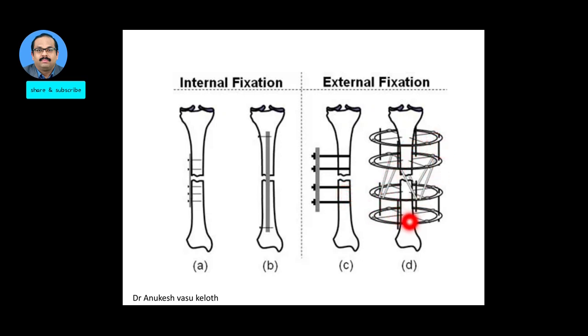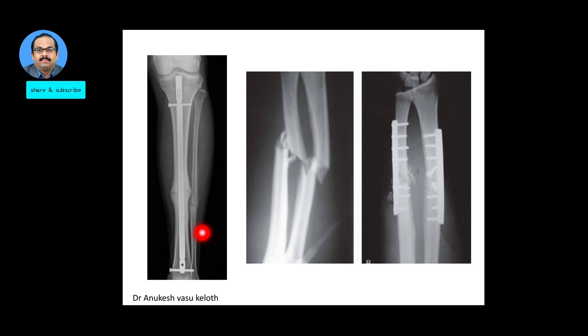So this is an external fixator. You can see two types over here. Ring and pin type. So this is an X-ray showing the intramedullary nail and the bone is fixed. So nothing will be seen outside, only on an X-ray you can see. This is another example of a screw and plate.